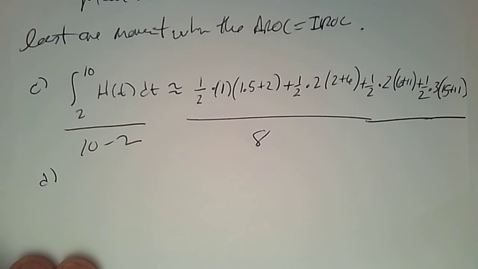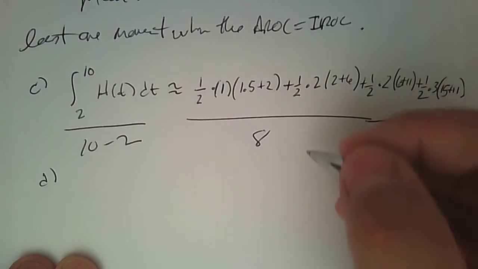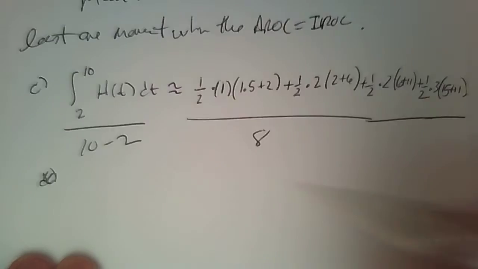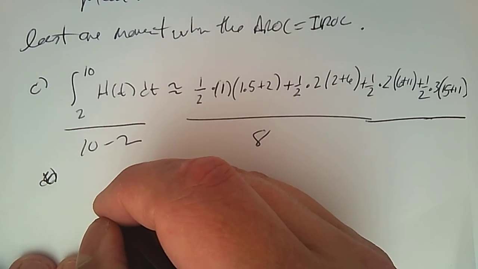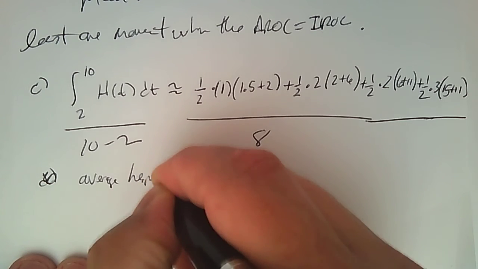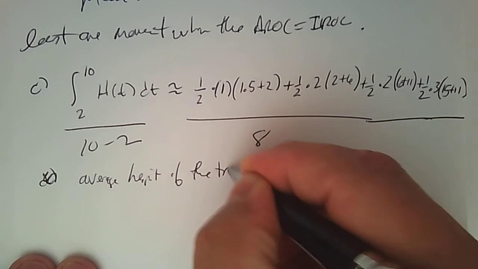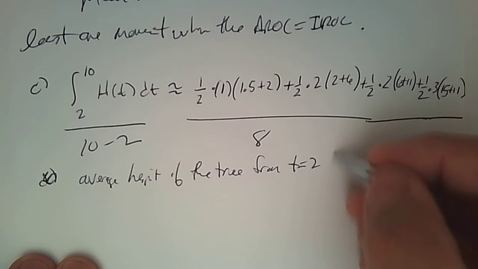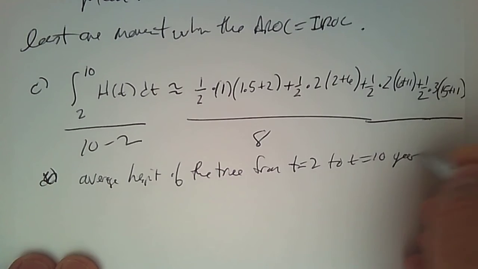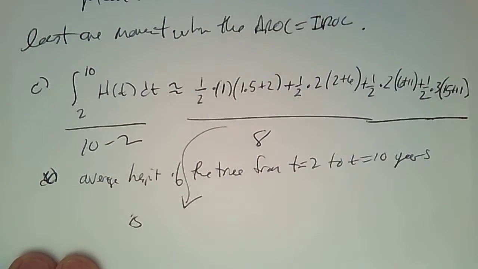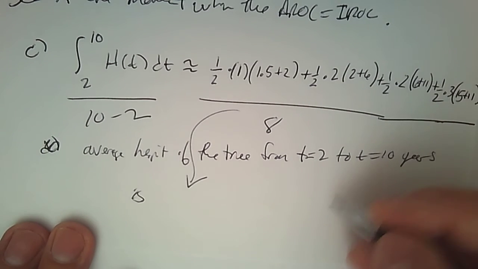In part D, but this answer is in meters. So you could say the average height of the tree from t equals 2 to t equals 10 years is, let me just write that, and that's in meters.